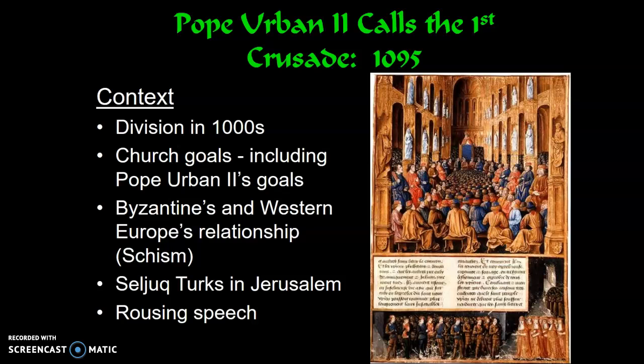The version of the speech that you have is from Fulcher of Chartres, who is probably a little bit more conservative. So keep in mind as you read it that the language is much more inflammatory in some of the other versions, but you have a version where you can clearly see Pope Urban employing language and also employing some recruitment methods. How does he get people to go on this crusade?